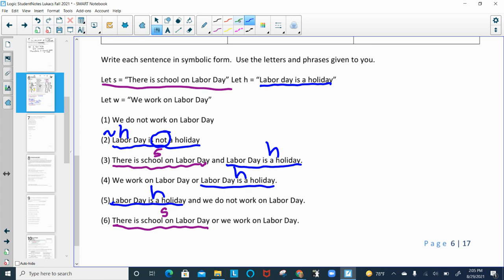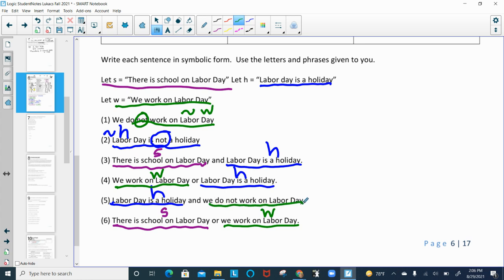Okay, last one. W is we work on Labor Day. So we work on Labor Day. Now, the rest of these say we do not work on Labor Day. See the not? So that'll be a not. We do not work on Labor Day. And I think we have it. I think we have all of our letters.